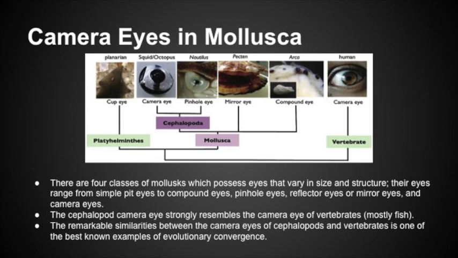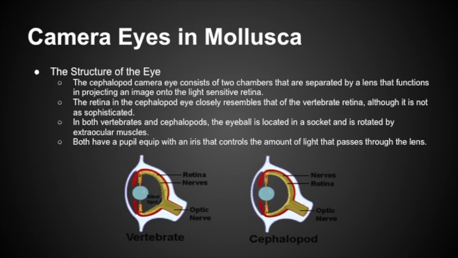There are 4 classes of mollusks that possess eyes that vary in size and structure. Their eyes range from simple pit eyes to compound eyes, pinhole eyes, reflector or mirror eyes, and camera eyes. We will discuss the cephalopod camera eye, which strongly resembles the camera eye of vertebrates, mostly in fish. The remarkable similarities between the camera eyes of cephalopods and vertebrates is one of the best-known examples of evolutionary convergence.